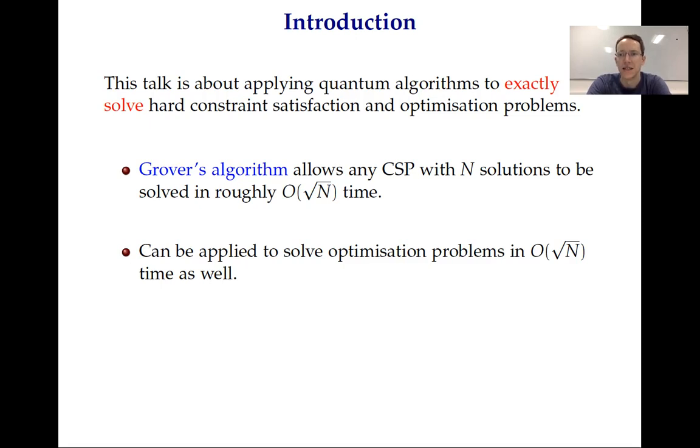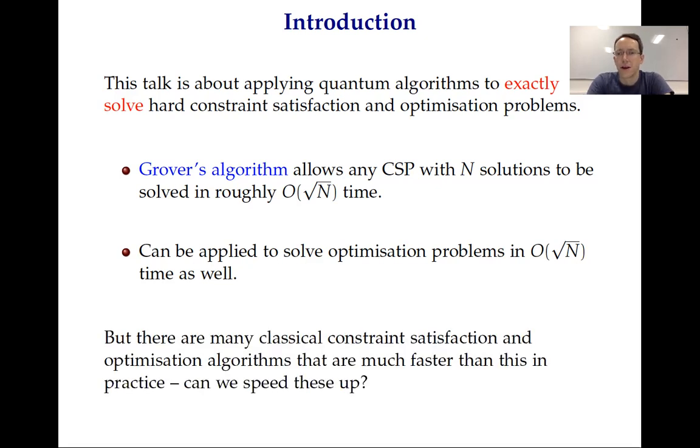What I mean by this is that we want to find the solution, or the allowed input, that has the lowest possible value of some objective function. So we want to minimize some cost over all of the possible solutions. And Grover's algorithm, or a slight variation of it, allows us to solve this task in about square root of N time too. So we get a square root speedup there as well, compared with classical exhaustive search over all of the solutions, checking their objective values and outputting the minimum. But there are a lot of classical algorithms that people have been working on for many years, which are much more efficient than these algorithms in practice.